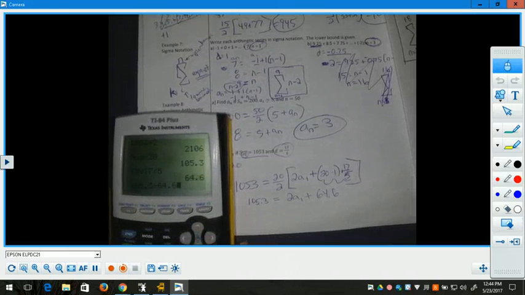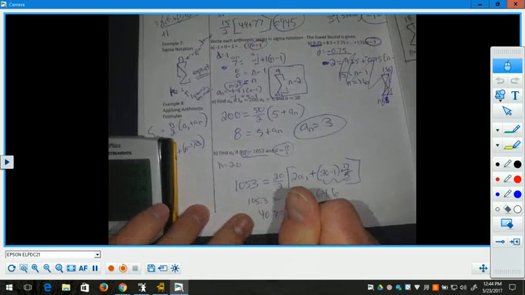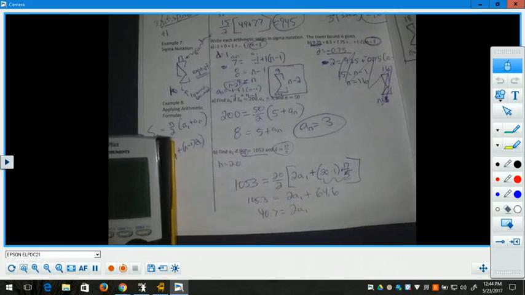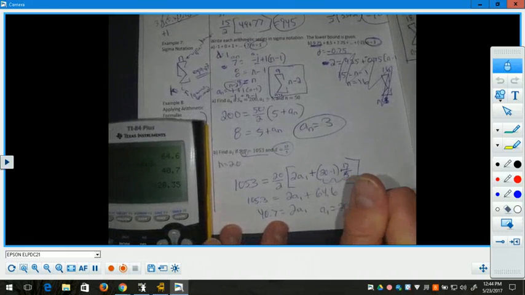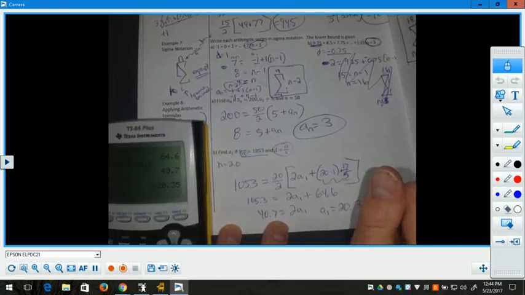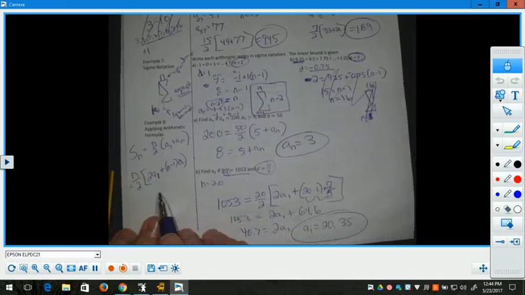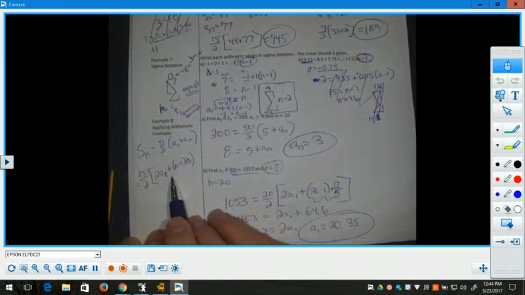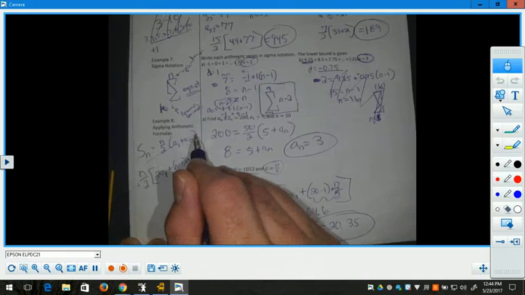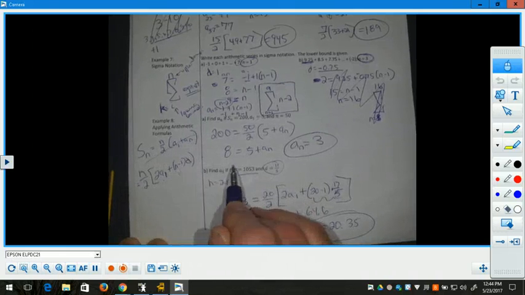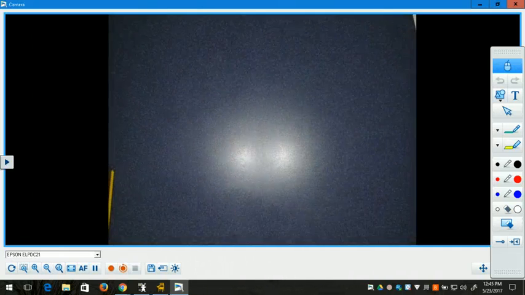105.3 minus 64.6, and I get 40.7. Divide by 2 to get 20.35 for the value of a sub 1. So you will need both formulas, because you're not always given enough information to just use this formula. Sometimes you're going to need, in particular this problem, this formula to solve it.